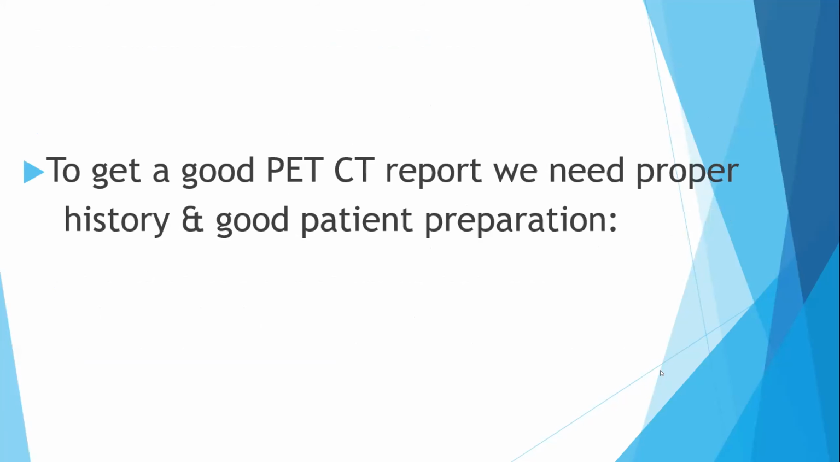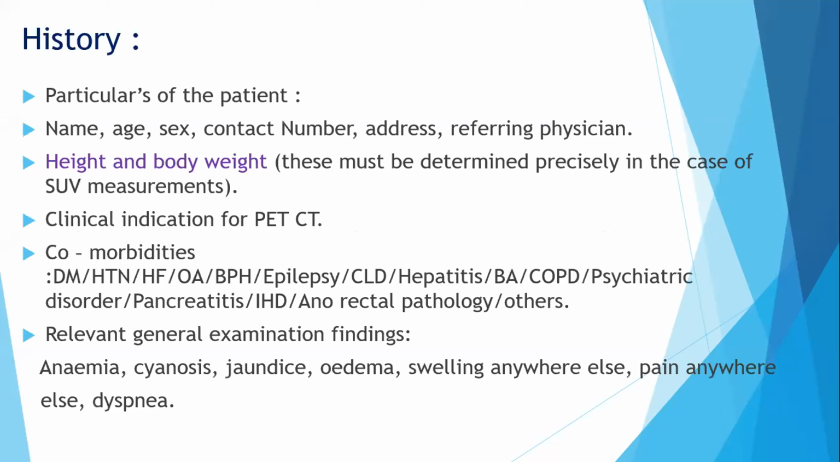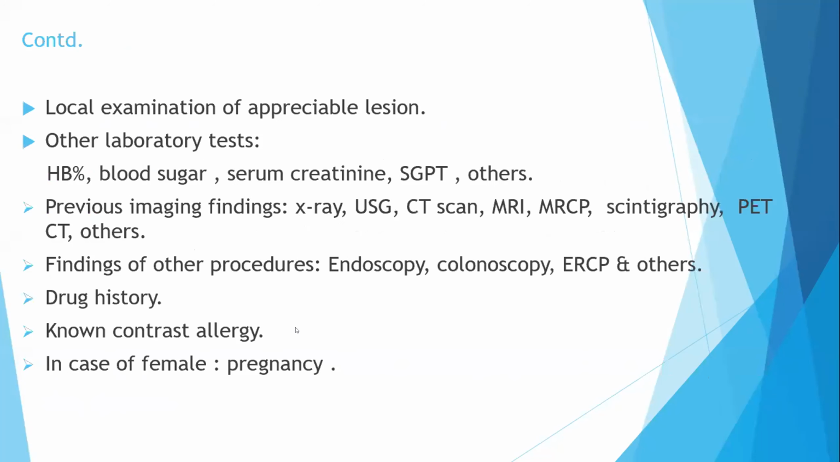To get a good PET CT report, we need a proper patient history and good patient preparation. In history, we should include particulars of the patient, any comorbidity, clinical indication, general examination, local examination, other laboratory tests, previous imaging findings, any known contrast allergy, and in the case of females, any history of pregnancy.